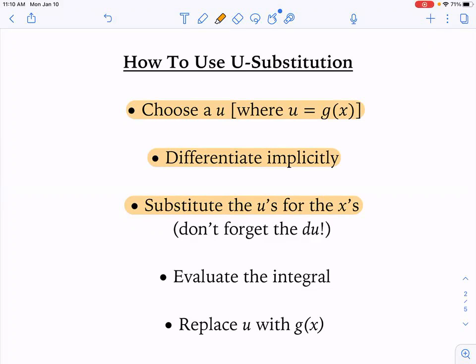Now, once we have rewritten our integral, we actually got to go through the antiderivative process, but everything is u's. We didn't start out with u's, so we need to go back to our x's. So we know that u equals g of x. So we have to replace u with whatever we said it equaled in the first place.